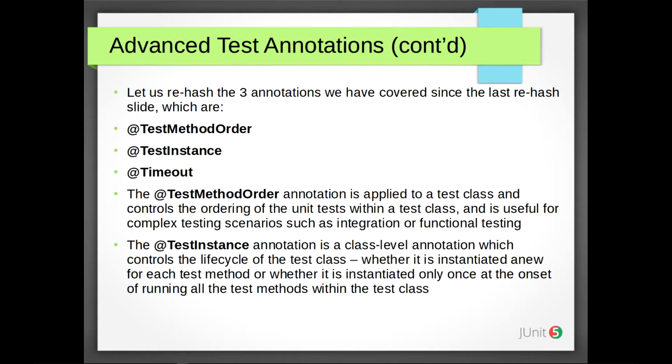The @TestMethodOrder annotation is applied to a test class and controls the ordering of the unit tests within a test class, and is useful for complex testing scenarios such as integration or functional testing. The @TestInstance annotation is a class-level annotation which controls the life cycle of the test class, whether it is instantiated anew for each test method or whether it is instantiated only once at the onset of running all the test methods within the test class.